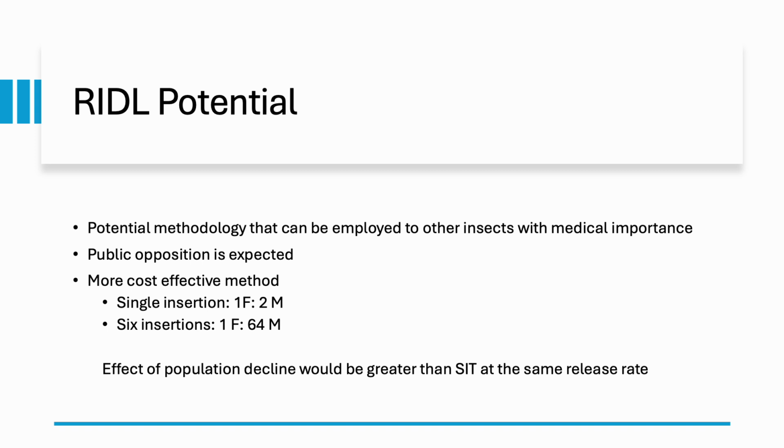And multiple insertions of these lethal alleles have a more confounding result. For example, a single insertion leads to a ratio of 1 female to every 2 males. Meanwhile, 6 insertions lead to 1 female to every 64 males. Ultimately, the effect of population decline would be greater than SIT at the same release rate.